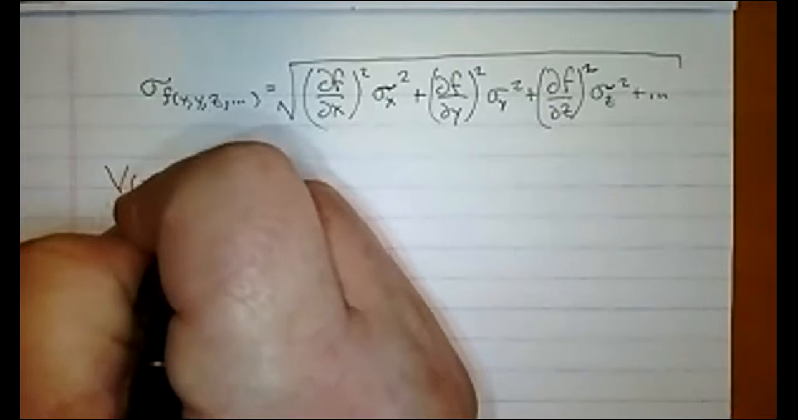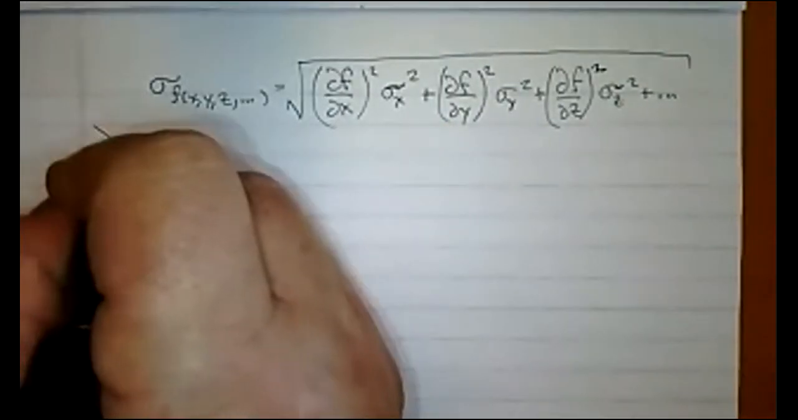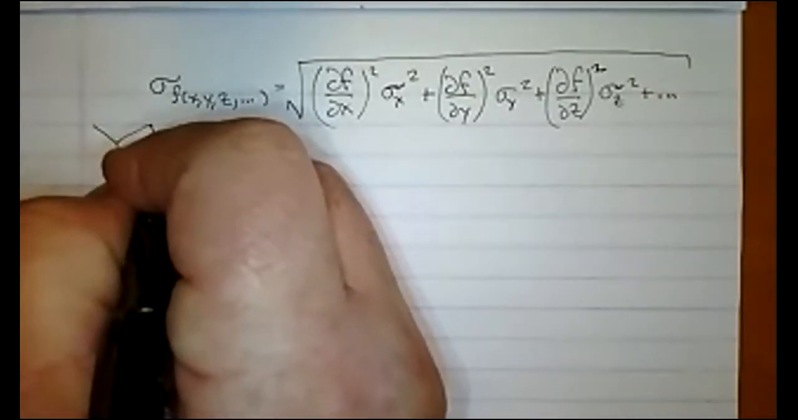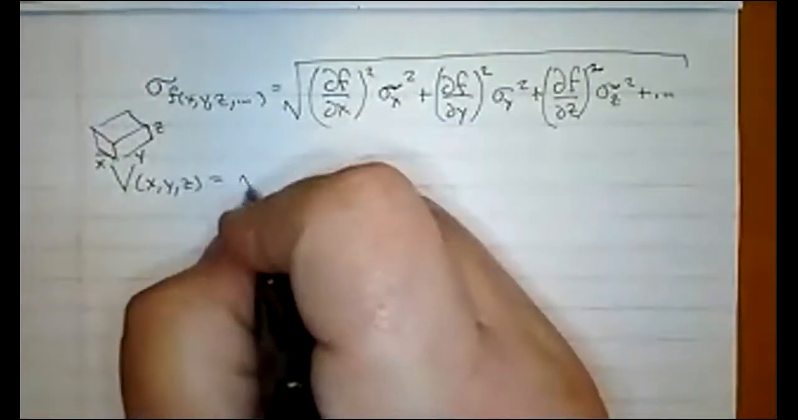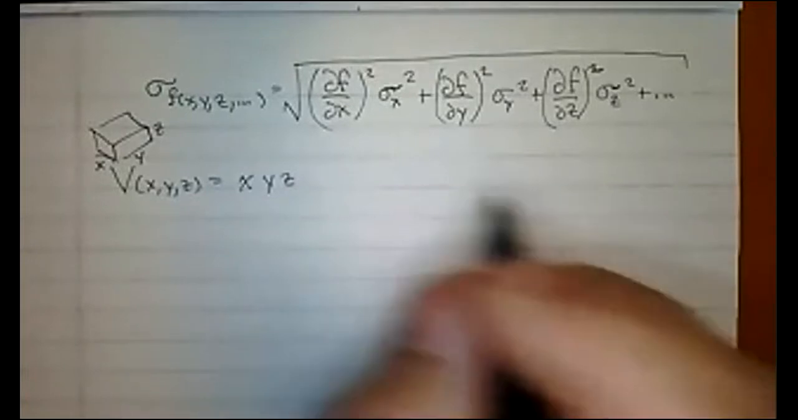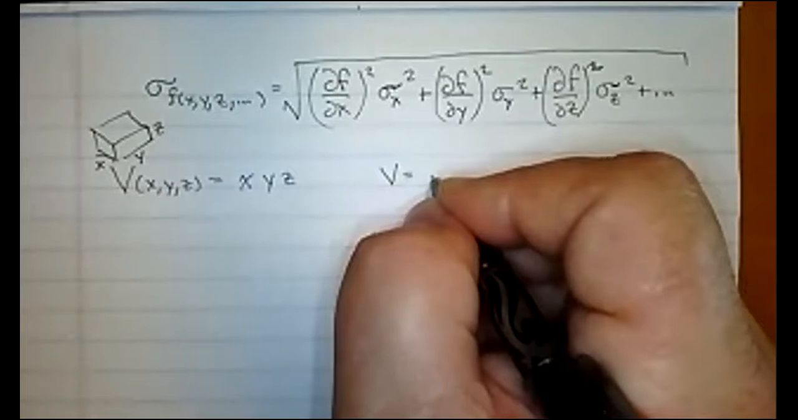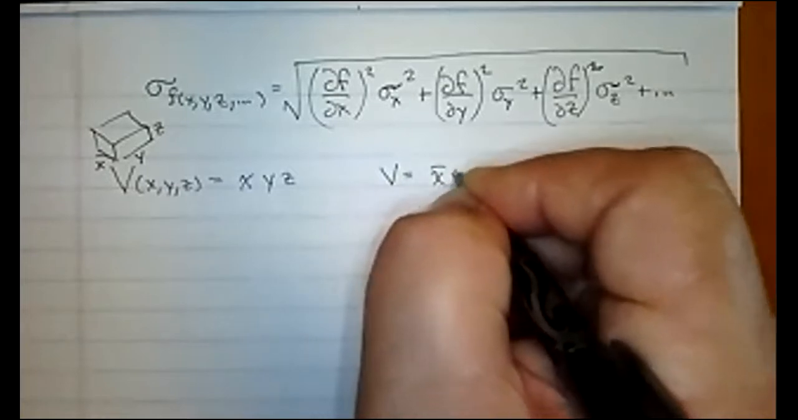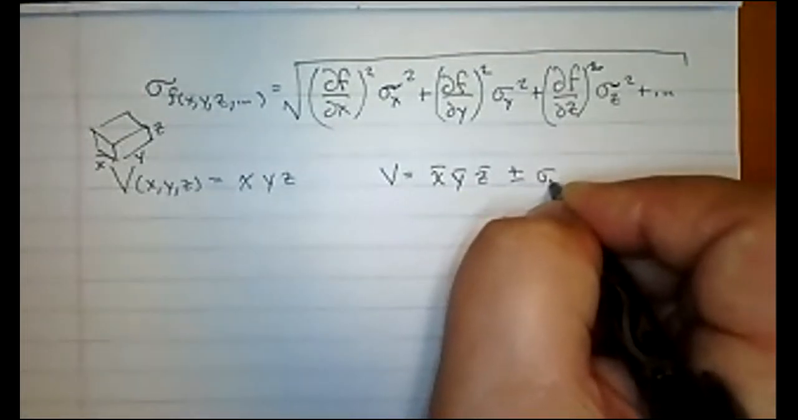Volume as a function of x, y, and z. Well, we know that would be, for instance, if you're talking about a block like this, where this is x, this is y, and this is z, then the volume would just be x times y times z. So your volume should be reported as x bar times y bar times z bar plus or minus sigma v.